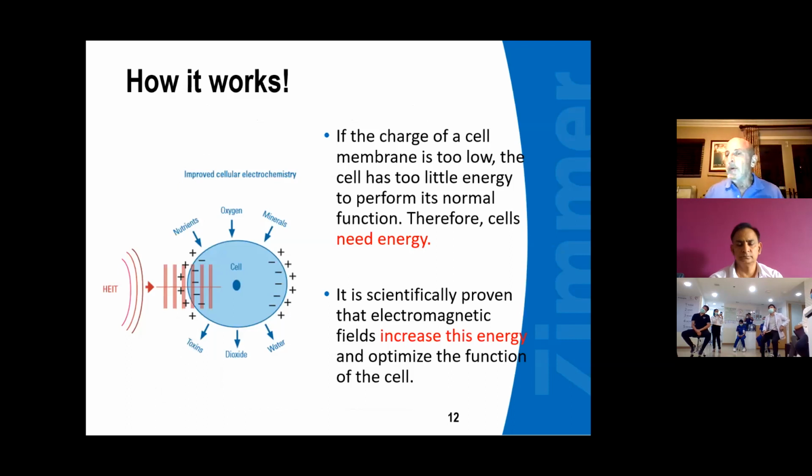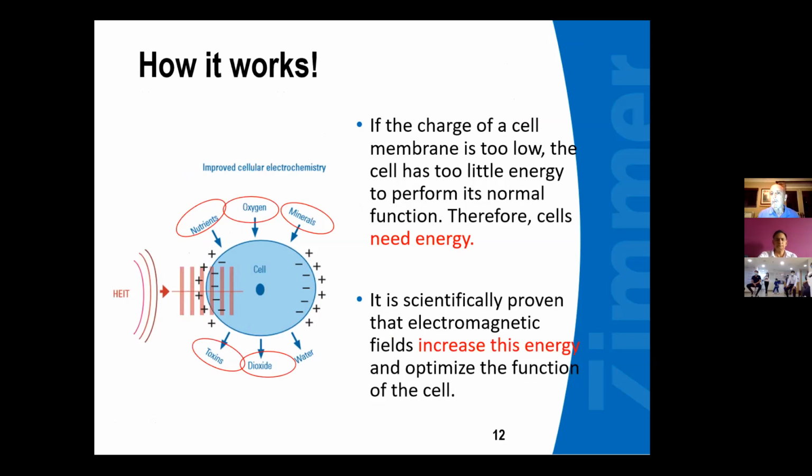So if the charge of that cell is low, damaged, weakened, injured cells, it's not going to perform at its optimal level. But by inducing high energy, and their cells need energy, we can absolutely improve the cellular electrochemistry. High energy inductive therapy can increase the ionic transfer of nutrients in, oxygen in, and minerals. But at the same time, it works to excrete toxins, dioxides. This is how we get our balance and optimize cellular function through energy.